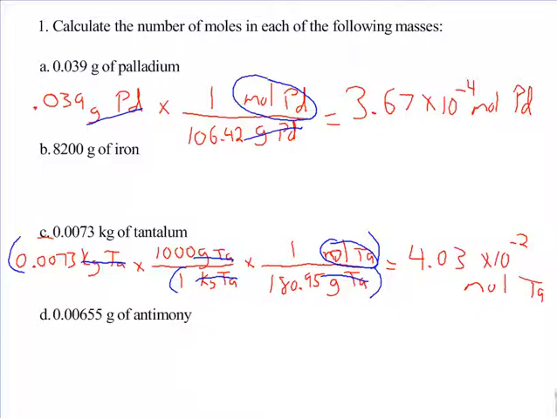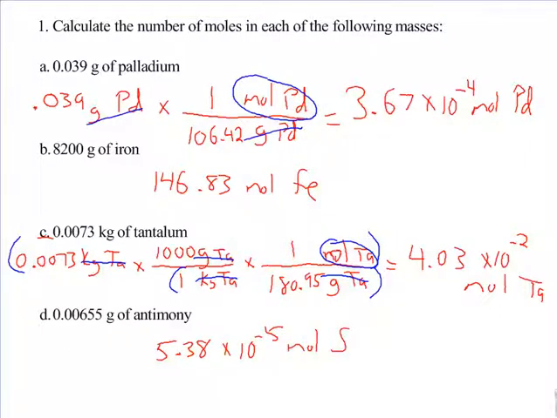I will write down the answers to B and D. You can try them on your own. You can go ahead and pause it right now and try them. And if for some reason you can't get the correct answers, then come see me and we'll work on it together. But for B, it's 146.83 moles of iron. And for D, it is 5.38 times 10 to the negative 5th moles of antimony, which is the element Sb.